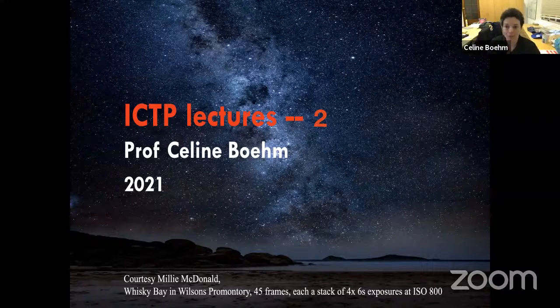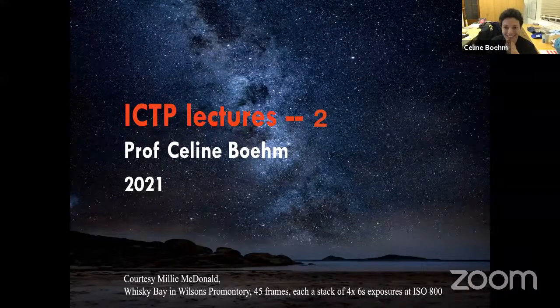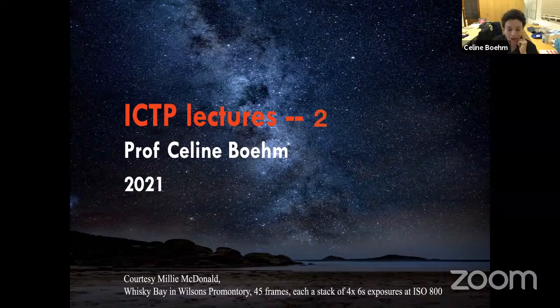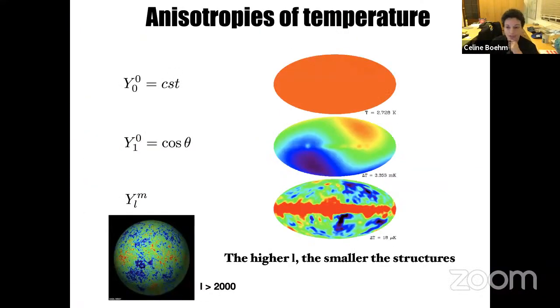Hi everyone, I hope you're okay, and hopefully you digested the lectures yesterday. So this is the second lecture, which is going to be focusing mostly on the evidence for dark matter and the type of requirement that it has to follow. Before I really start the lecture, I just wanted to come back on a few things that I said, which I thought maybe were not clear enough, or I didn't provide any support.